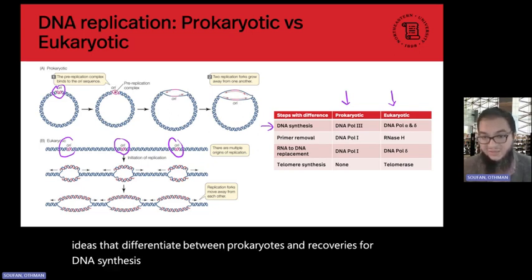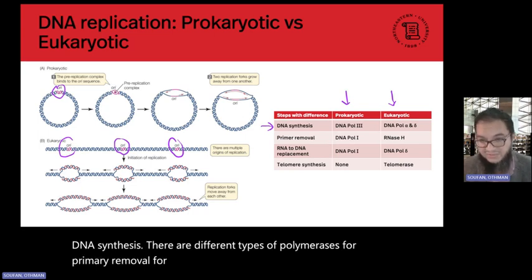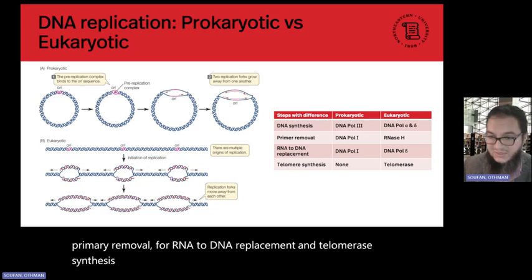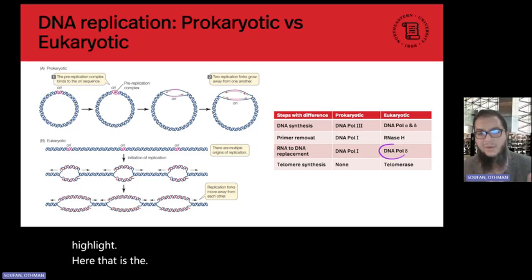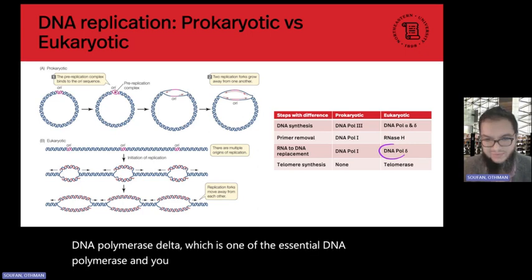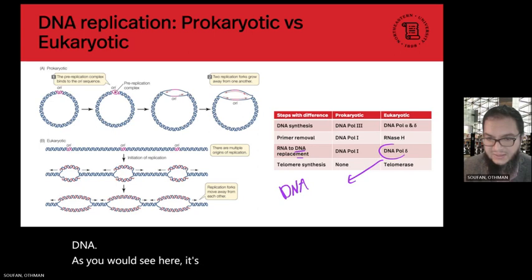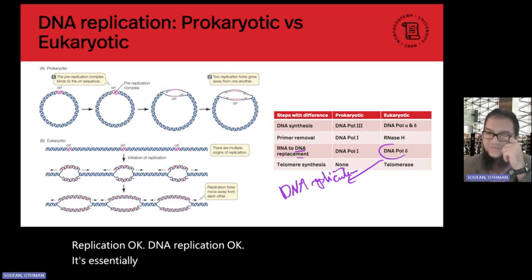For DNA synthesis, there are different types of polymerases for primer removal, for RNA to DNA replacement, and telomerase synthesis that we have discussed earlier. Now, one thing I want to highlight here is DNA polymerase delta, which is one of the essential DNA polymerases in eukaryotic cells. It plays a major role in DNA replication, as you would see here. Its essential role is specific.